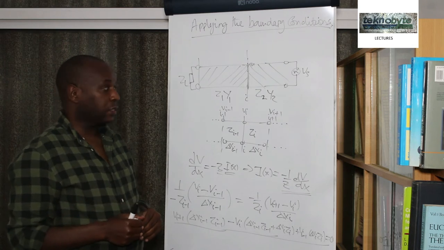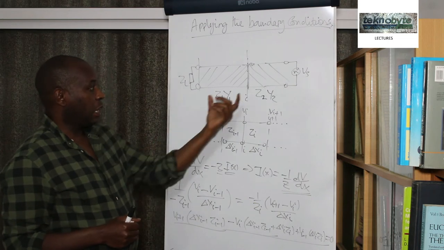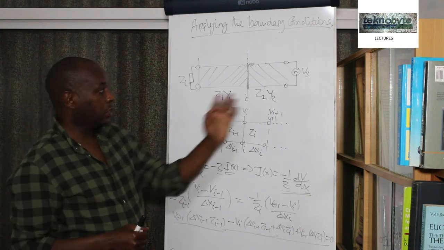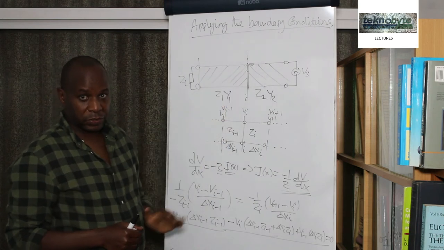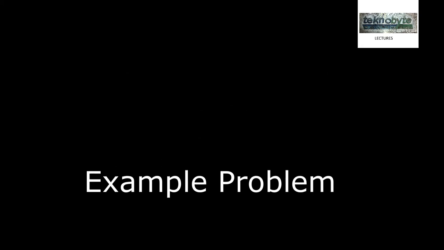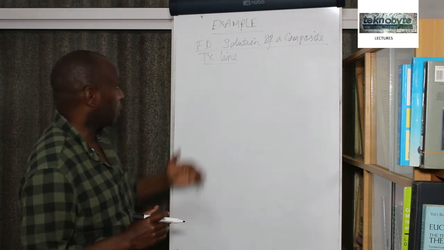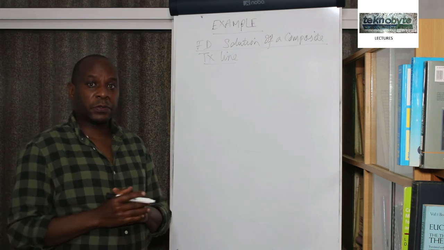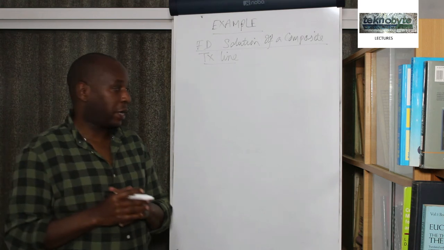So what I'm going to do next is to give an example and show you how we can develop matrices for this kind of a line. I'm going to show you how we constrain the boundary conditions at the receiving end and at the sending end, and in case there's a material discontinuity. I'm going to give you an example of how to work out the finite difference solution to a composite transmission line. What I mean by a composite transmission line is a line made of three sections joined back to back.